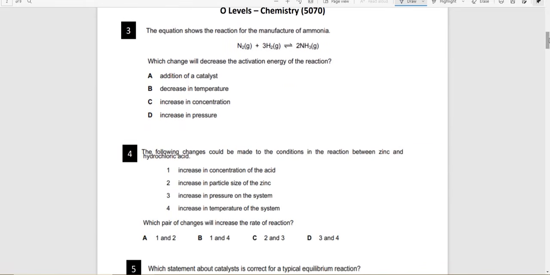Question number 3. Which change will decrease the activation energy of the reaction? Addition of a catalyst.